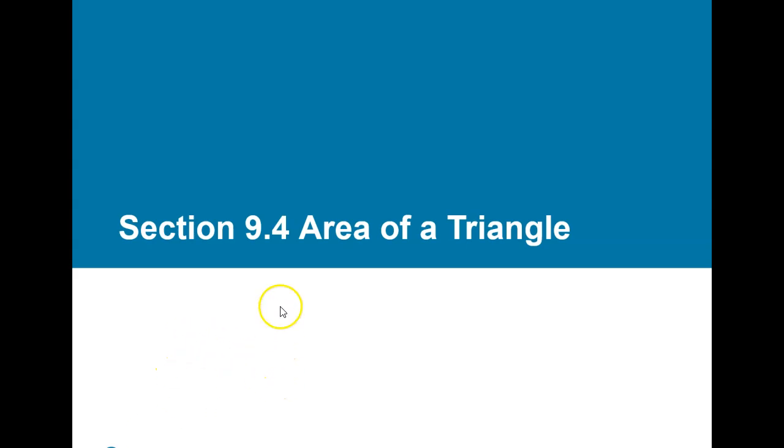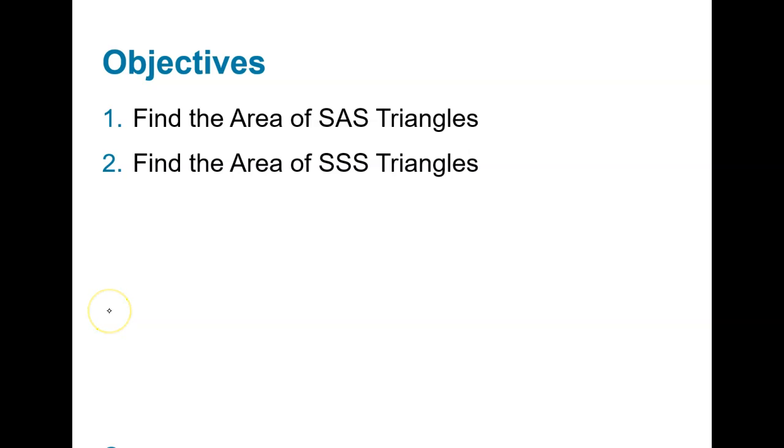Hey guys, let's look at section 9.4 notes on areas of triangles. So we've got two different cases where we can use these area formulas, and that's the SAS case and the SSS case. Both of them, if you recall, are the cases when we can use the law of cosines, although one of them is based on the sine function.